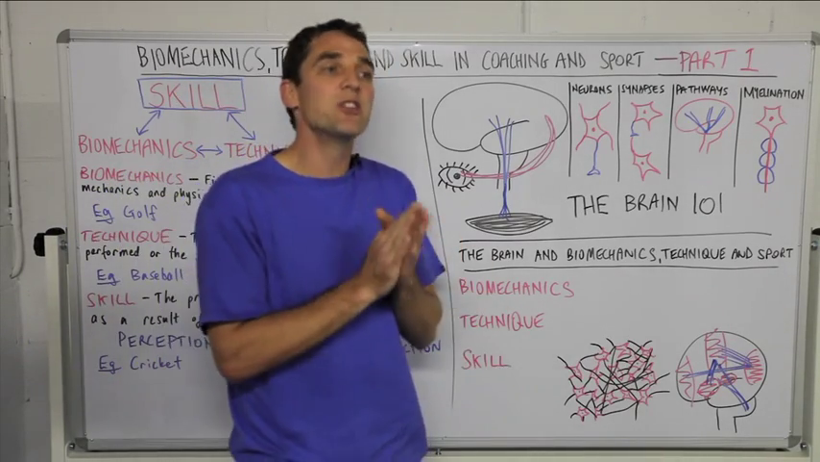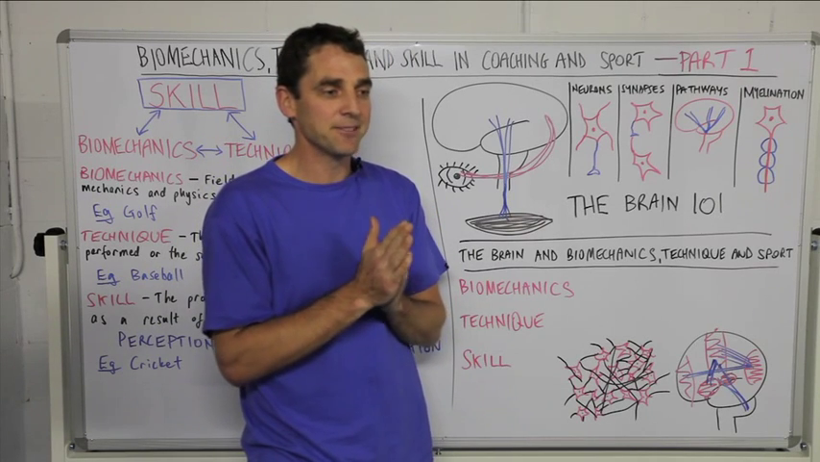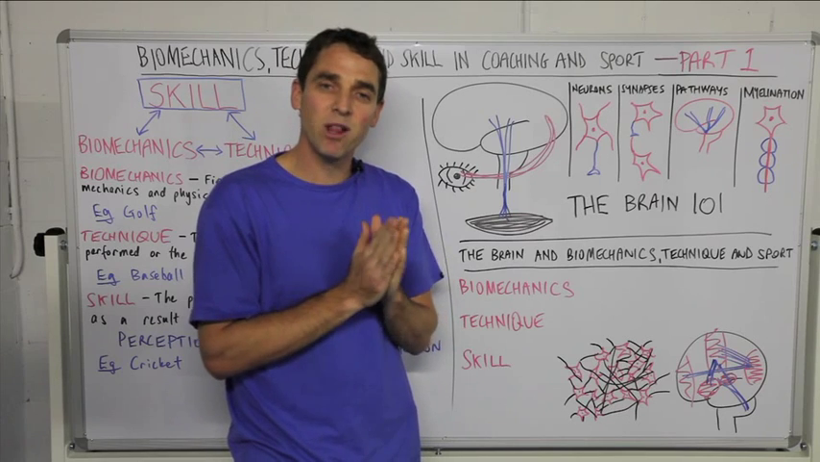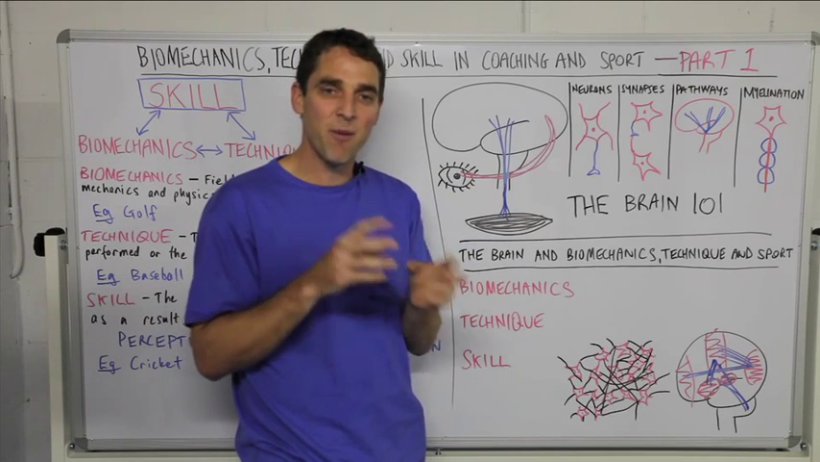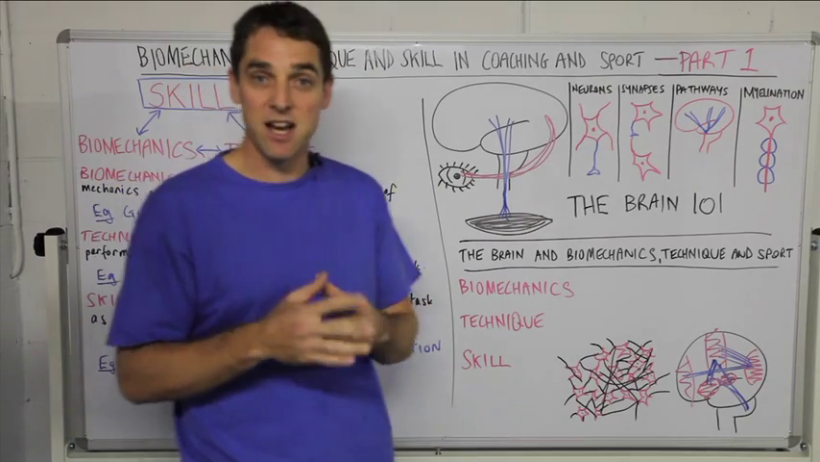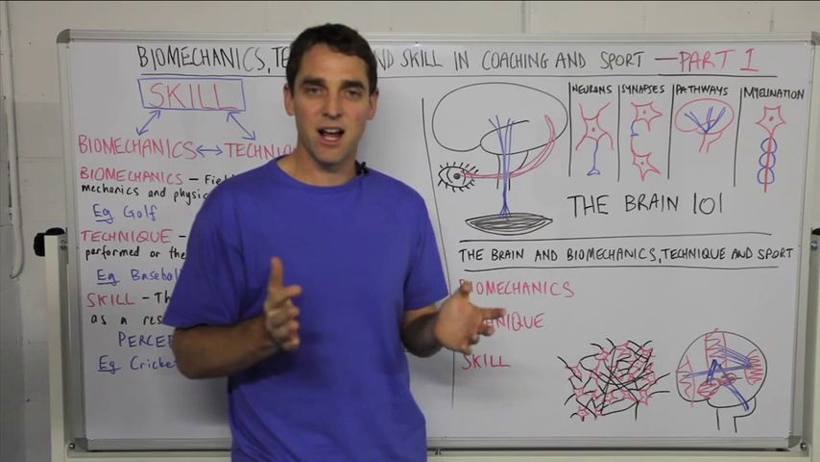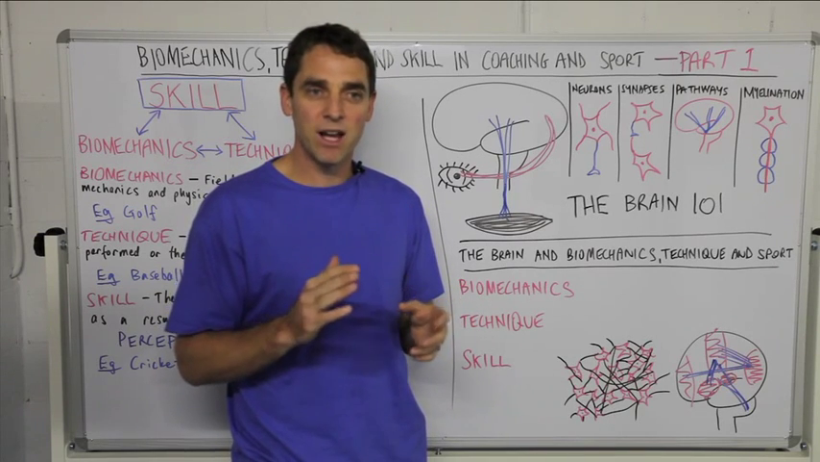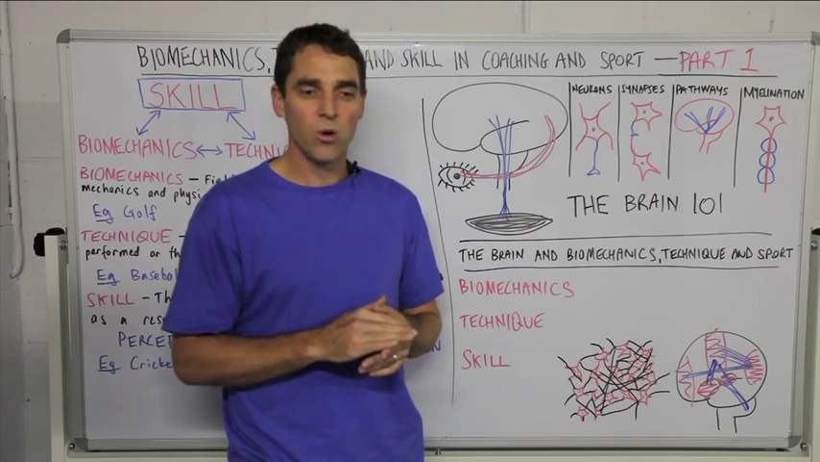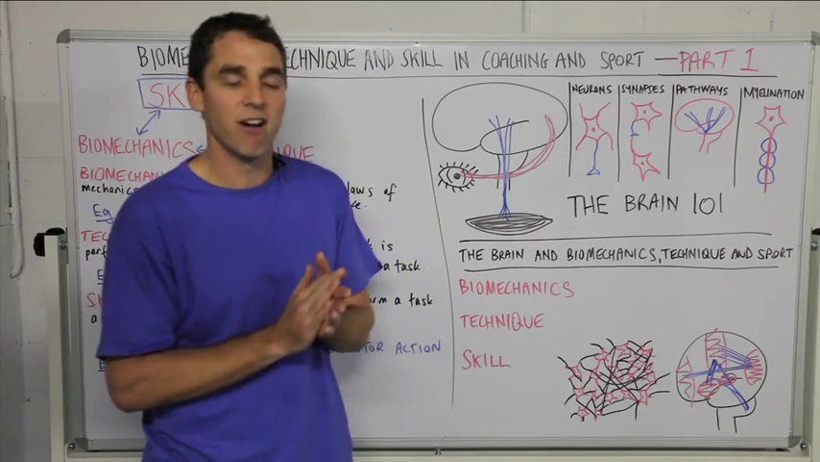So I'm going to use a really good example, and this example really highlights the difference between biomechanics, technique, and skill. The example is I was at a national tennis tournament, a 16 and under nationals, and there was a young boy there who was obviously a massive fan of Roger Federer, the great player Roger Federer.